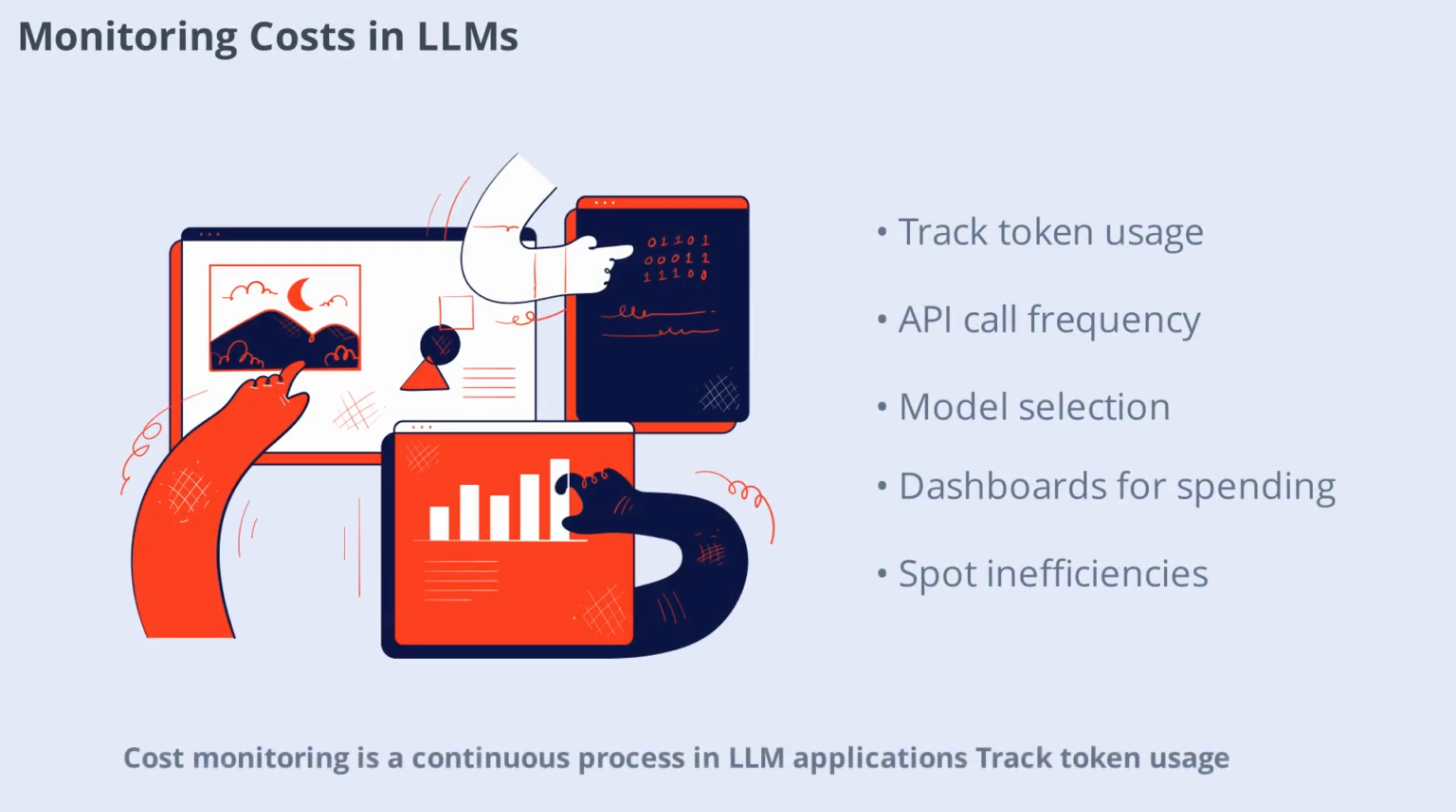Cost monitoring is a continuous process in LLM applications. Track token usage, API call frequency, and model selection to identify expensive operations. Use dashboards and analytics tools to visualize spending trends. Regular reviews help you spot inefficiencies and adjust strategies, ensuring your AI system remains cost-effective.